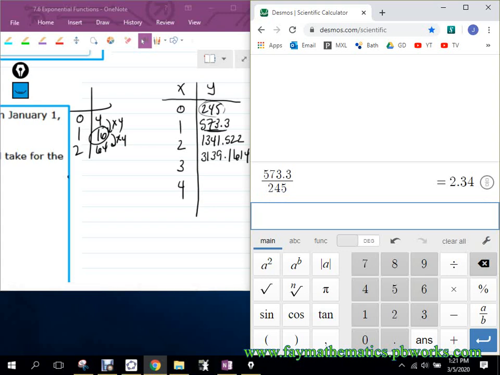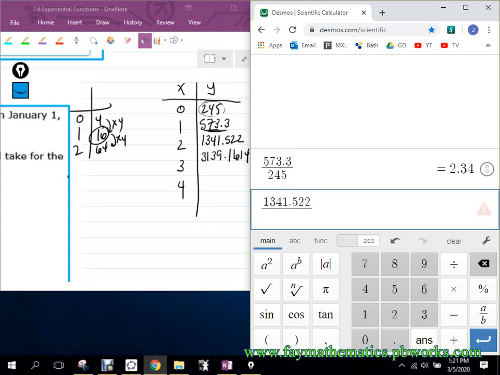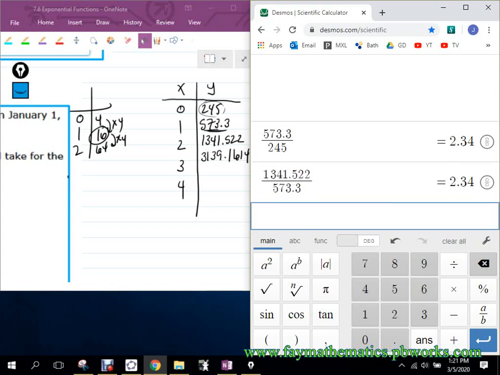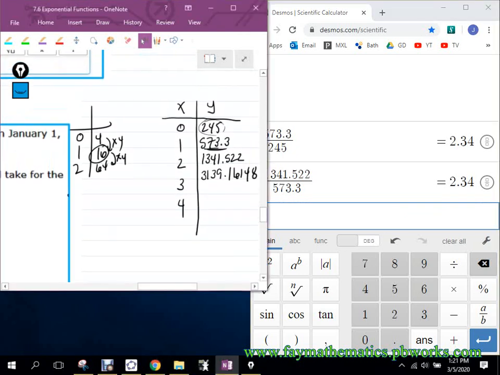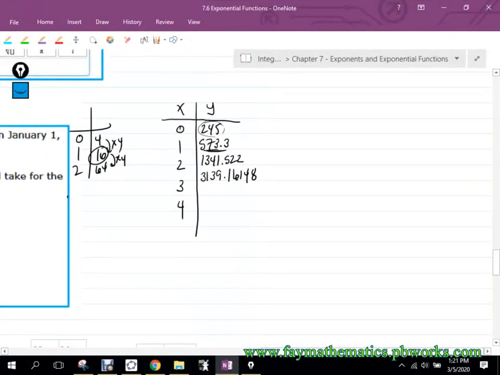Now, I'm not maybe confident that this is exponential. So what I'm going to do is take 1341.522 and divide that by the number before, 573.3. Does it give me 2.34? So we're seeing that 2.34 is the number that I'm multiplying here to get the next number. And that then would be my b value. Does that make sense? So when y equals a times b to the x, I'm going to have y equals a, b is 2.34 to the x.